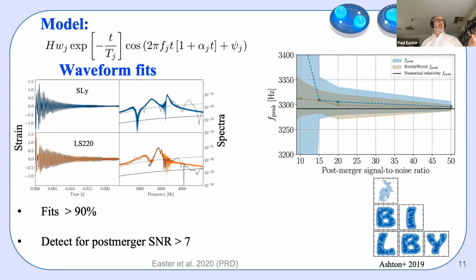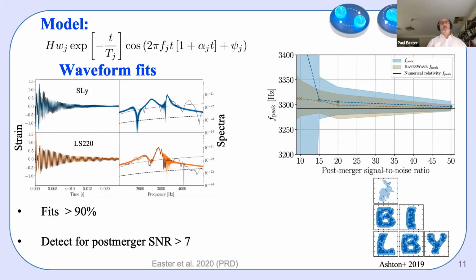But it's not just visually. We calculated the noise-weighted fitting factors, and we found that we were able to fit the waveforms quite well with 90% plus fitting factors. And we're able to detect post-merger signal-to-noise ratios of 7 and above.